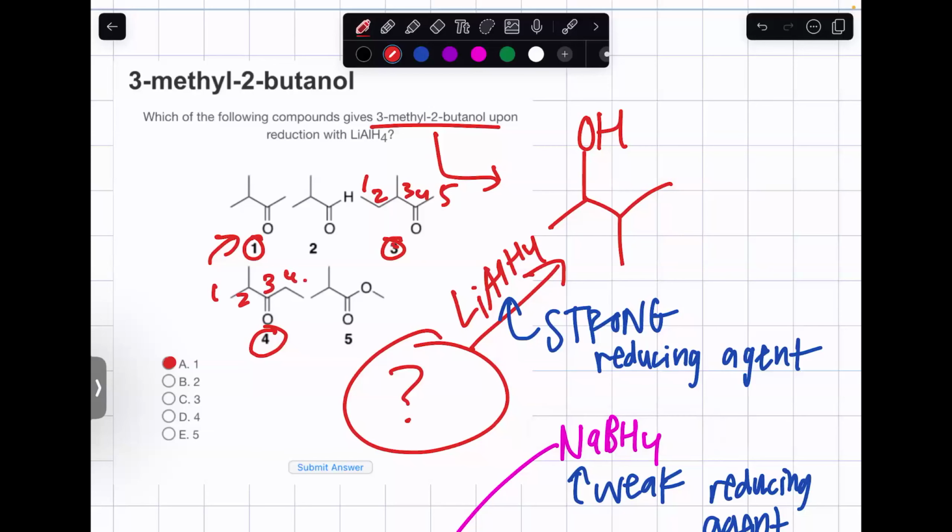So yeah, 1, because the carbonyl is on the second carbon, and the OH is on the second carbon. Right, 1, 2, 3, 4, which is this 1, 2, 3, 4.